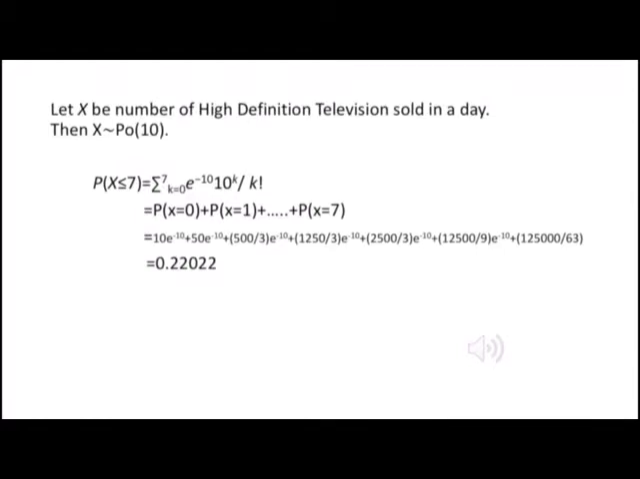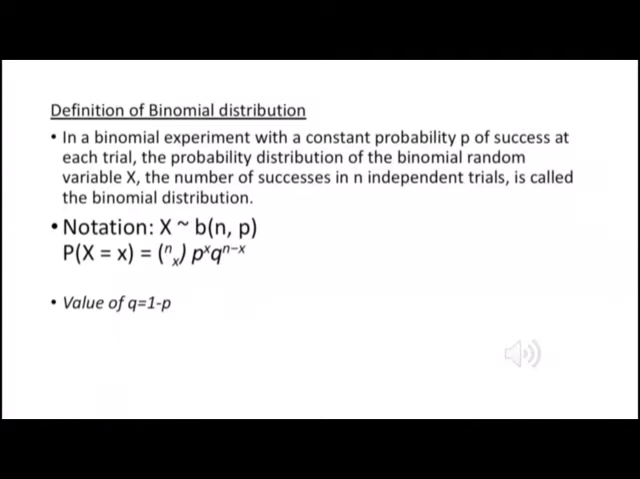We should let X be the number of high-definition televisions sold in a day. Then we can have X follows Po(10). By substituting the value into the equation, we can get the value 0.22022. After having the value 0.22022, we should apply the binomial distribution, and we can have the definition and the formula here.